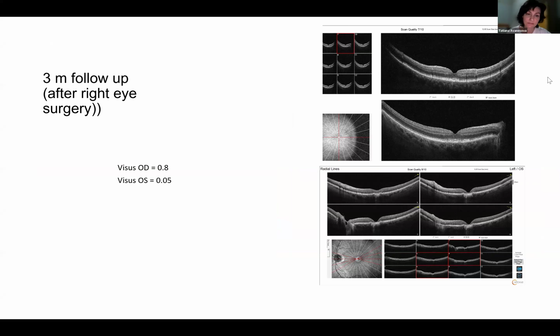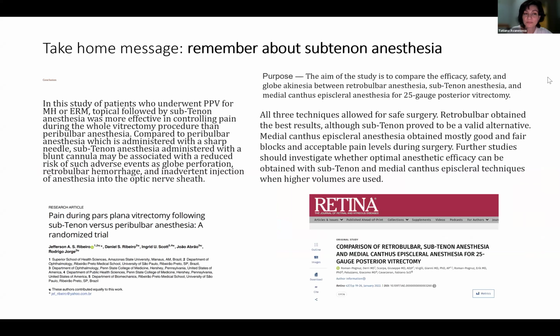I operated on his other eye. Visual acuity was much better than in his left eye due to atrophy from RP. And my take-home message is, remember about subtenon anesthesia. At the same time, we have fresh publications with almost the same results of the absence of pain and almost the same complications between both types of anesthesia. Yeah. Thank you for your attention.